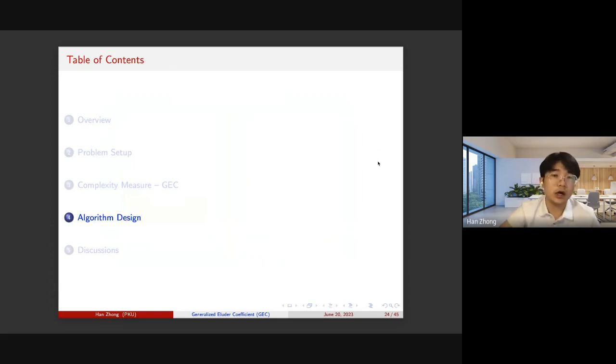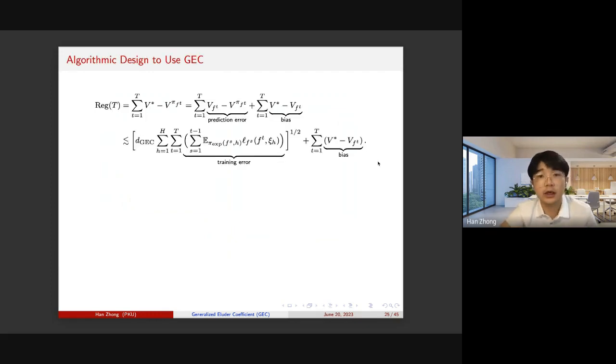So now, the next step is that we need to design algorithms that can solve all problems with low GEC. Before giving the specific algorithm design, let's consider what the regret minimization problem should be.